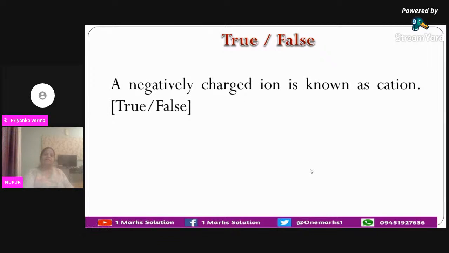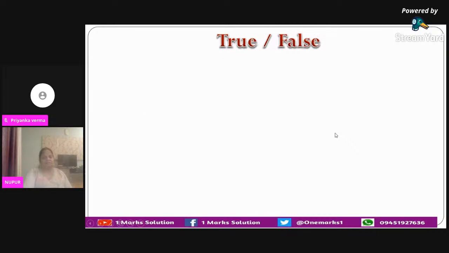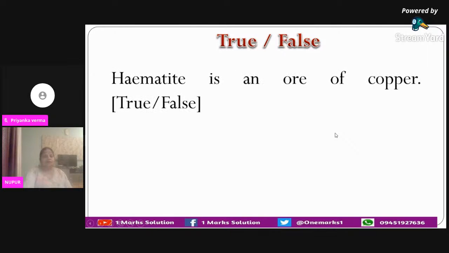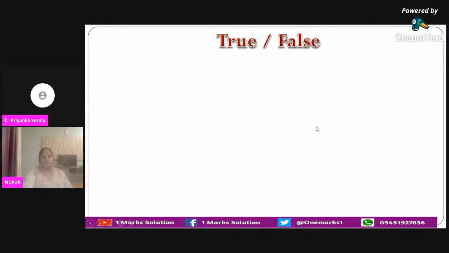Now, a negatively charged ion is known as cation. Cation, okay? This is false. They are actually called anions. The negatively charged ions are called anions. Hematite is an ore of copper. We all know that hematite is not an ore of copper but iron. So our answer will be false.